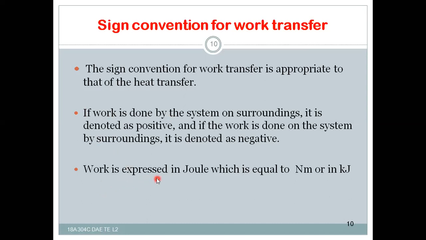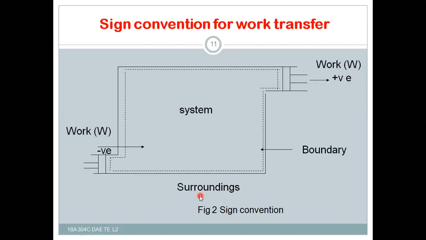And work is expressed in joules, which is also equal to Newton meters, or kilojoules, also kilonewton meters. So this is the sign convention for work transfer. And 1 Newton meter is equal to 1 joule.